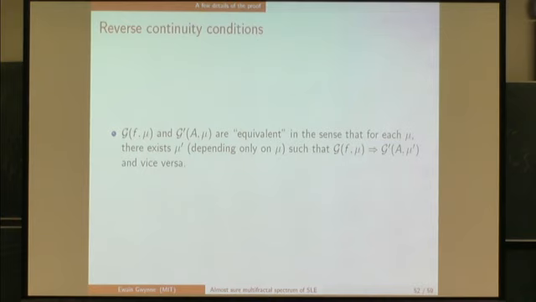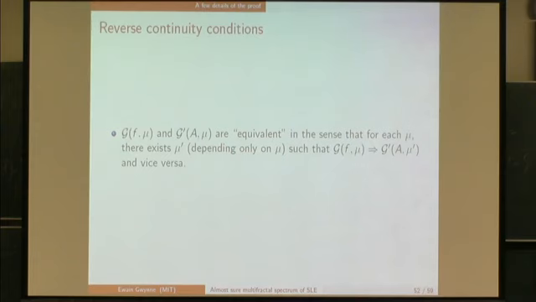So I said that these two events are equivalent in the sense in which that's true is as follows. If we're given any mu, then we can find a mu prime, which depends only on mu, with the property that script G of F mu implies script G prime of A mu prime for any choice of A. And also vice versa, given a mu, we can find a mu prime such that script G prime of mu implies script G of mu.